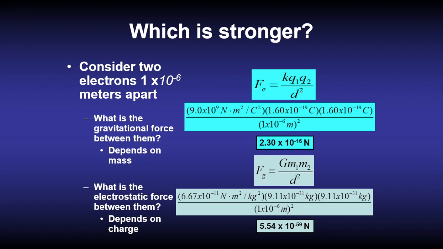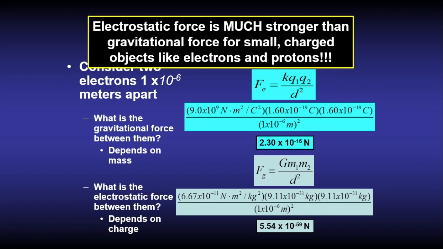We can clearly see that the electrostatic force is a lot bigger than the gravitational force, meaning that the electrostatic force is what's keeping those two electrons apart. Therefore, the electrostatic force is much stronger than the gravitational force for small charged objects like electrons and protons. And that means that this force is what's allowing those electrons and protons to attract and repel each other. It's not their gravity that's pulling them together, it's their electrostatic force that pulls them together or pushes them away.